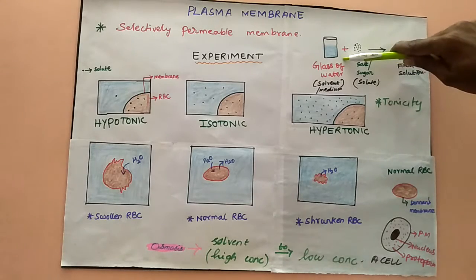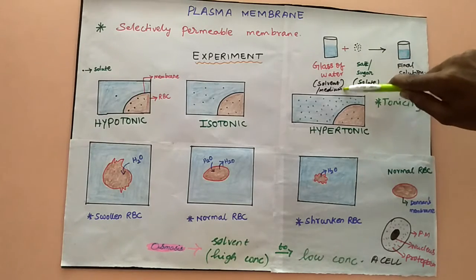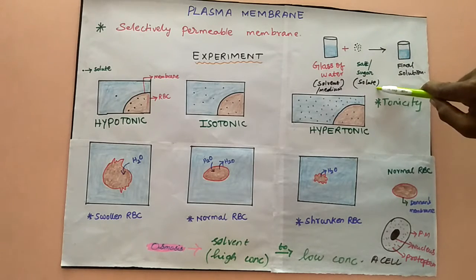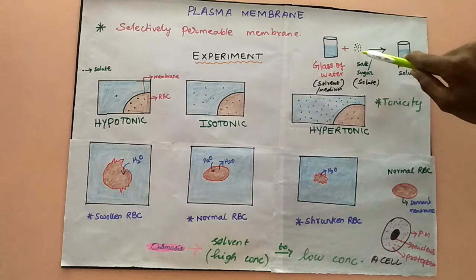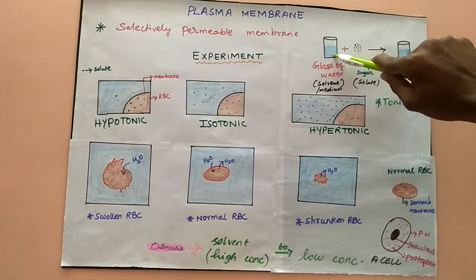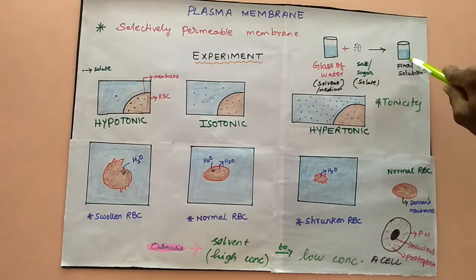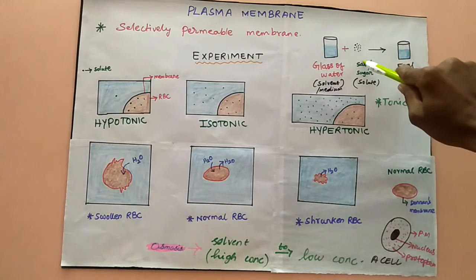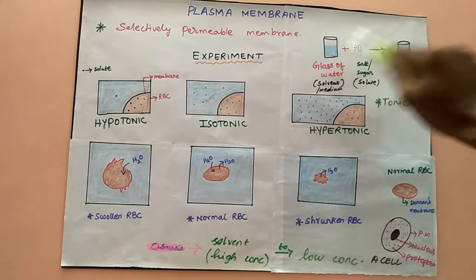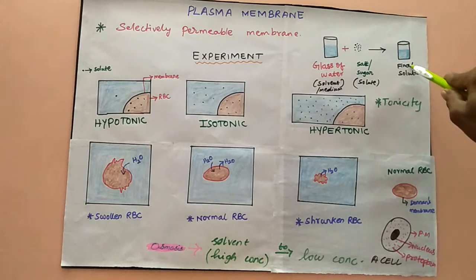Here you can see a glass of water; you can call it a solvent or medium. Salt or sugar you can call a solute. What we are going to do is introduce this salt or sugar into this medium or solvent, and we are going to get a final solution. What happens, you know well, right? The salt or sugar dissolves in the medium and we get a final solution. After getting the final solution, it is not possible to separate the salt or sugar from it. It is dissolved into it.